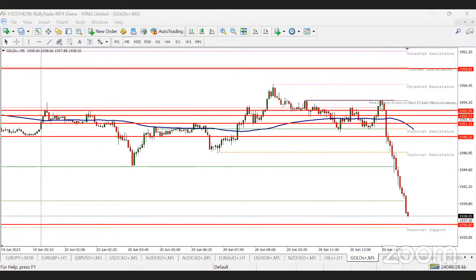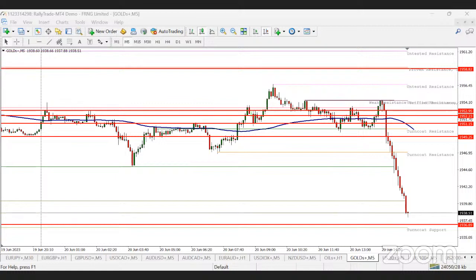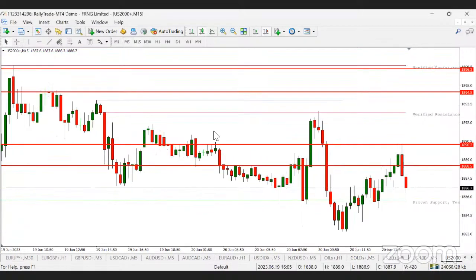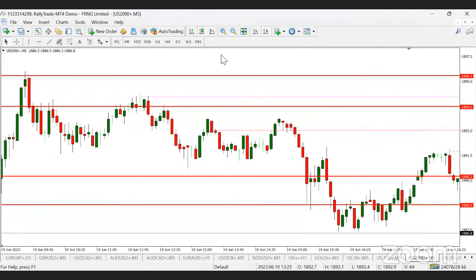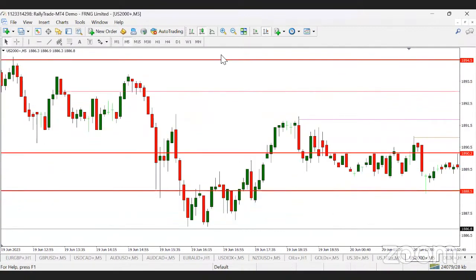So gold is almost at the second take profit. And congratulations if you actually took up the trade. Okay, so now let's take a look briefly at one of my favorite instruments, US 2000. Taking it out from the 5 minutes time frame, we should be able to get something out of it.